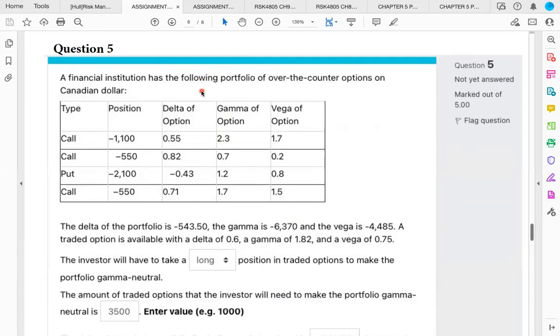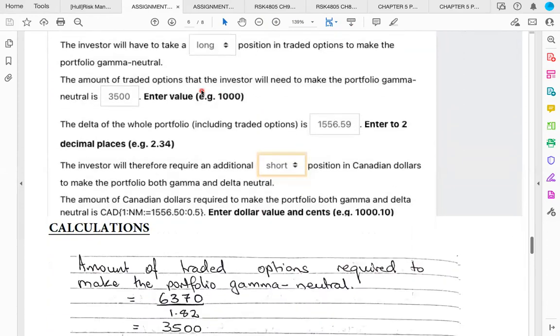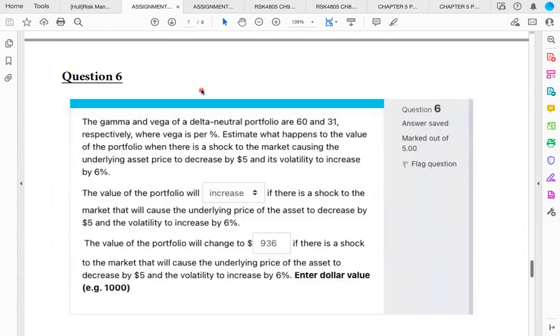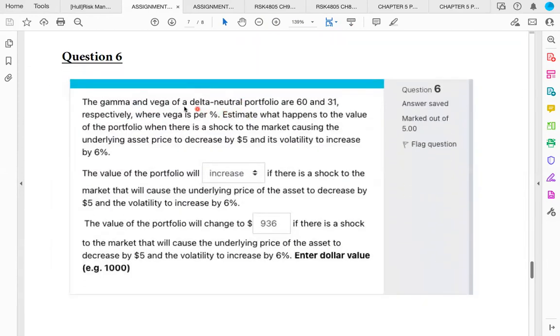Okay, so if there are no questions with regards to question 5, let's finish off the session by looking at question 6. So the gamma and vega of a delta neutral portfolio are 60 and 31 respectively, right? So we know what gamma is, we know what vega is, we know what delta neutrality is, where vega is per percentage, okay?